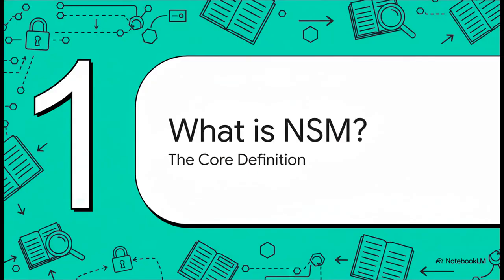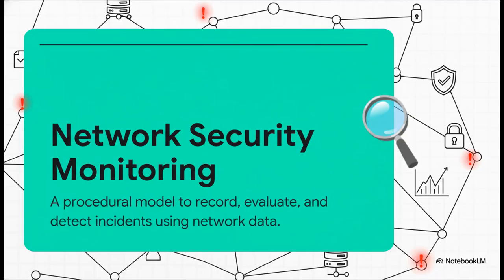First things first, let's pull the main definition straight from your notes and actually figure out what it's trying to tell us. Okay, so academically, it's a Vorgangsmodell. That's just a fancy German word for a procedural model, a step-by-step process. And what's its job? To record, evaluate, and detect incidents using network data. It's basically a formal plan for watching your network to find the bad guys.